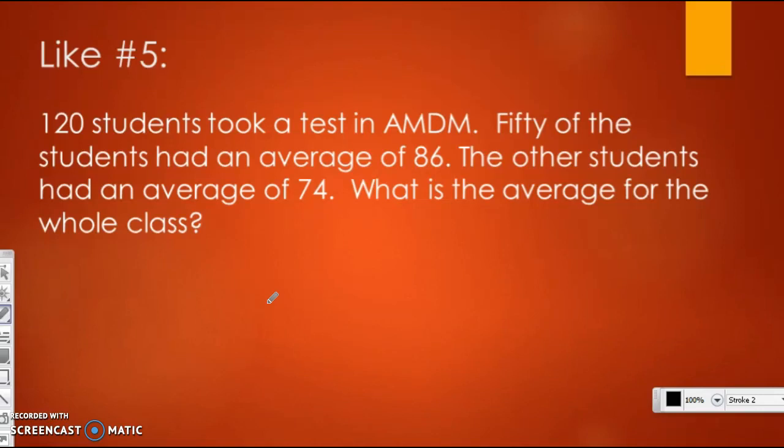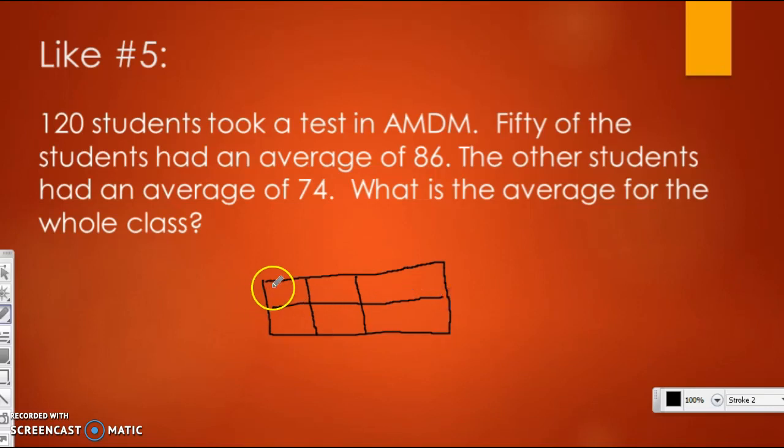Wow. All right, so I think what I'm going to do is make a frequency distribution table. That's pretty, isn't it? All right, so my x is going to be the average. So 50 students had an average of 86, and the other students had an average of 74.